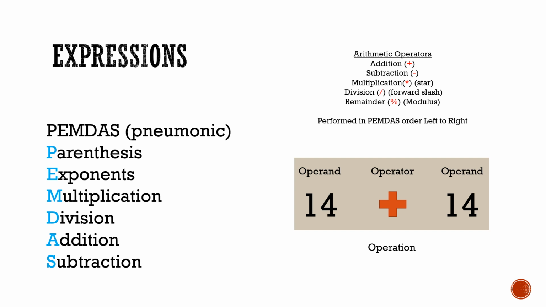So here we have 14, which is an operand, and the plus sign, which is the operator. And it tells Java to add the first operand 14 to the second operand together. So the whole action is called an operation.